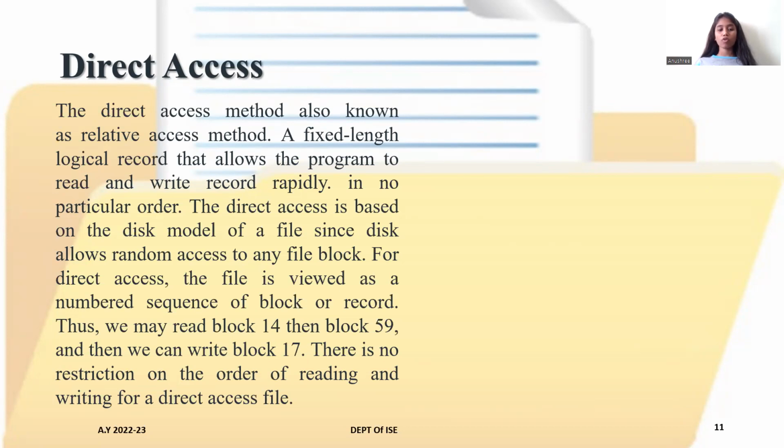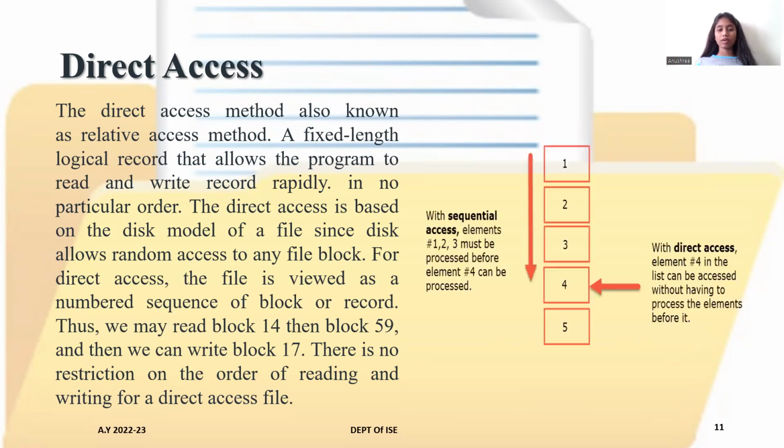For direct access, the file is viewed as a numbered sequence of blocks or records. Thus, we may read block 14 and then block 59, and then we can write block 17. There is no restriction on the order of reading and writing for direct access files. Here you can see the diagram with sequential access. Elements like 1, 2, 3 must be processed before element 4 can be processed. But with direct access, element 4 in the list can be accessed without having to process the elements before it.